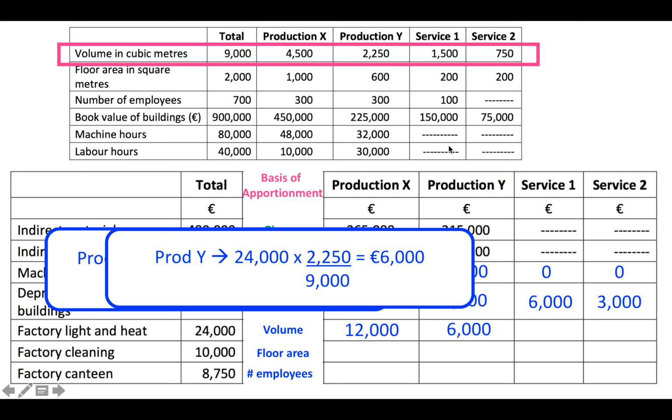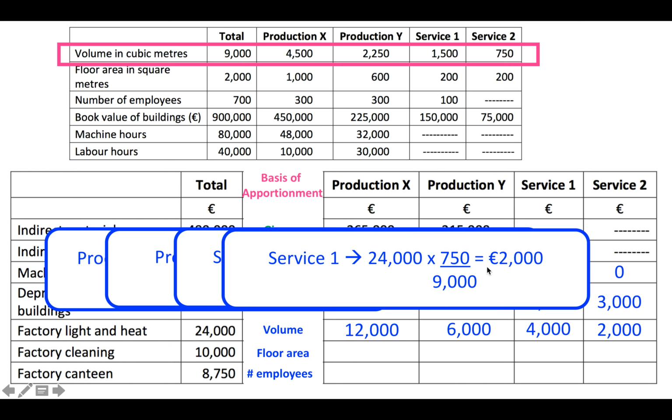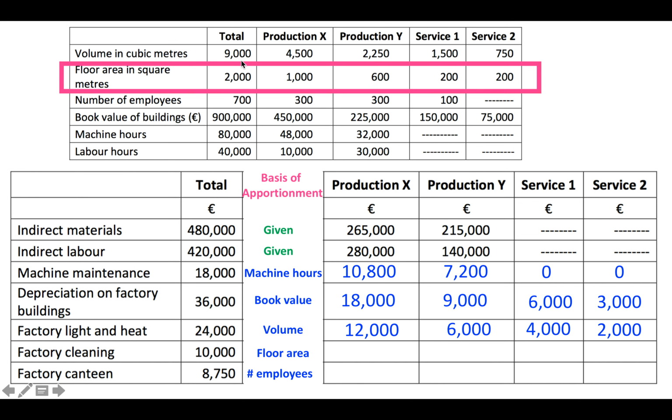Then service department 1, 1,500 of the meters cubed are in service department 1. So it's going to be 24,000 multiplied by 1,500 divided by 9,000, and that is 4,000 euro. And then service department 2, we have 24,000 multiplied by 750 over 9,000, which is 2,000.